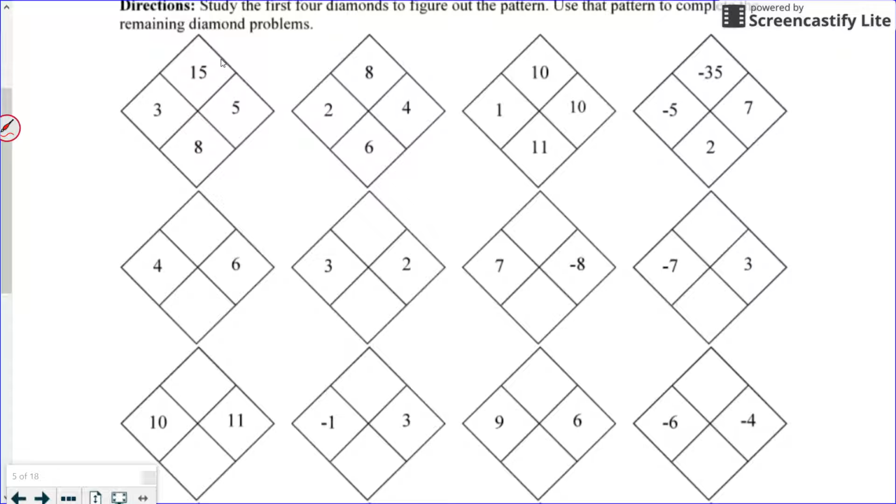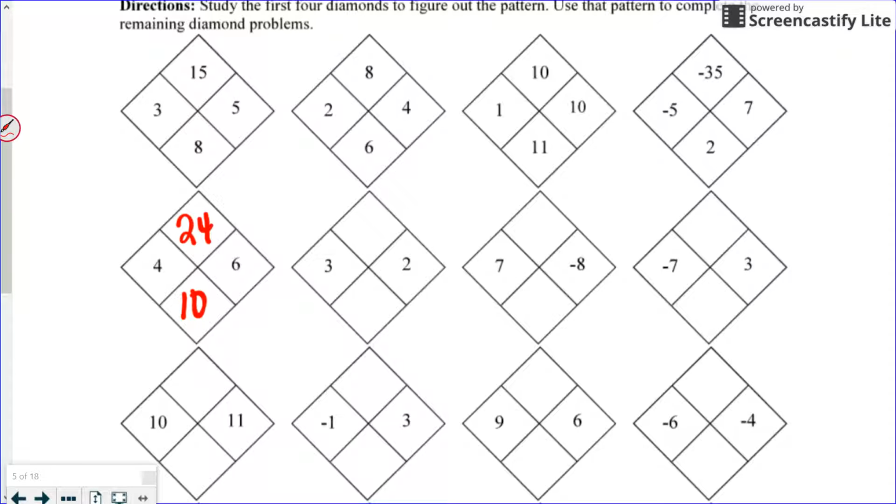And then for the negative, negative 5 plus 7 would be 2. Negative 5 times 7 is negative 35. So we're going to use that as our tool to fill in the blanks for the rest of our diamonds. So 4 times 6 is 24. 4 plus 6 is 10.